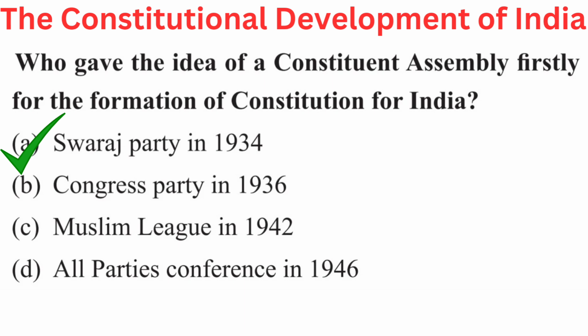Your question is, who gave the idea of a constituent assembly firstly for the formation of Constitution for India? Your options are A. Swaraj Party 1934, B. Congress Party 1936, C. Muslim League in 1942, or D. All Parties Conference in 1946. Right answer is A. Swaraj Party 1934.